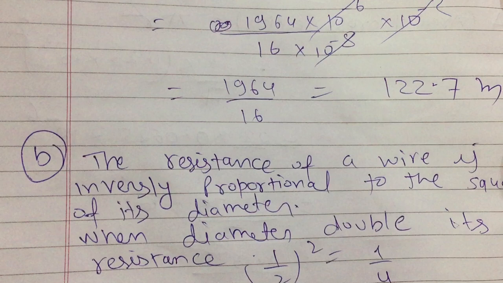And the second part: you know that the resistance of a wire is inversely proportional to the square of its diameter, because we already had rho equal to R A upon L. So if the diameter is doubled, its resistance becomes 1/4. Okay, thank you.